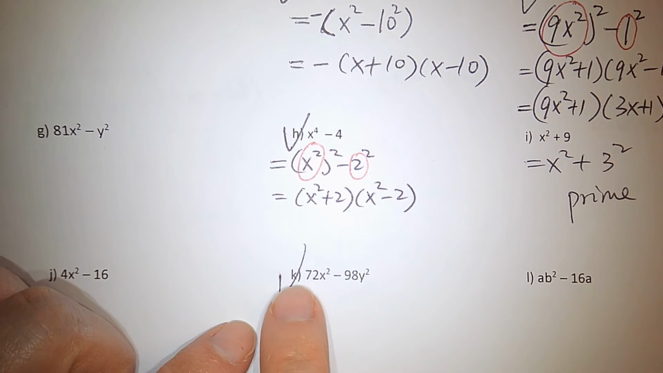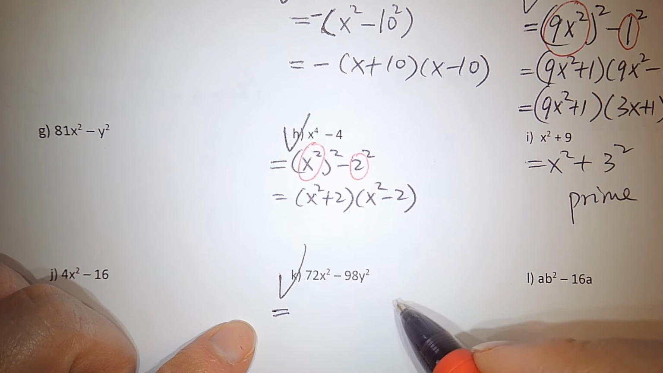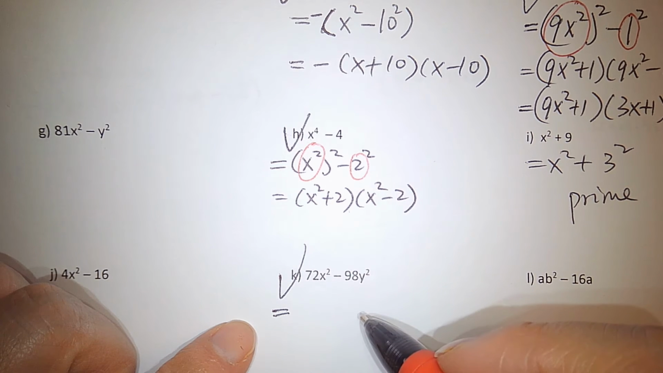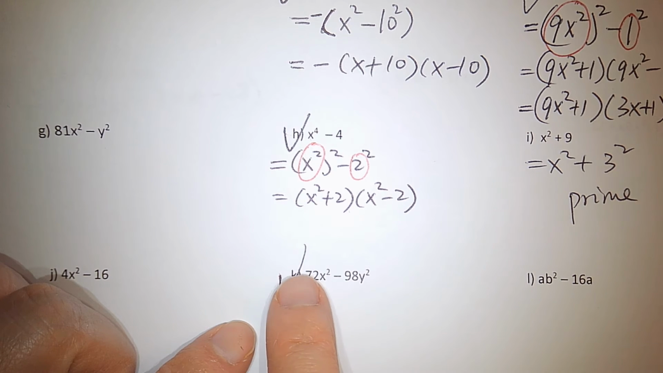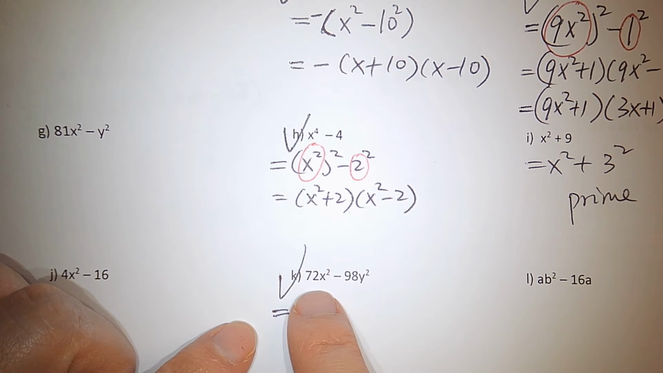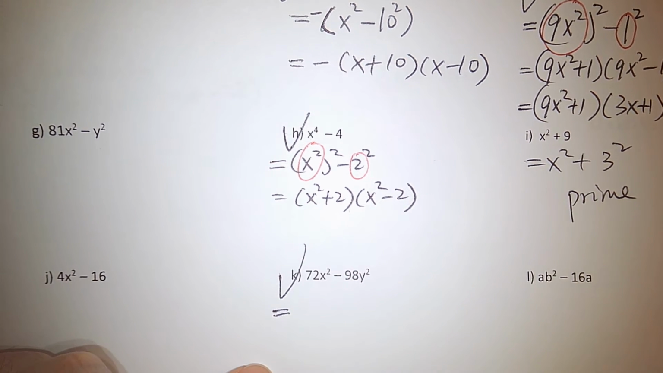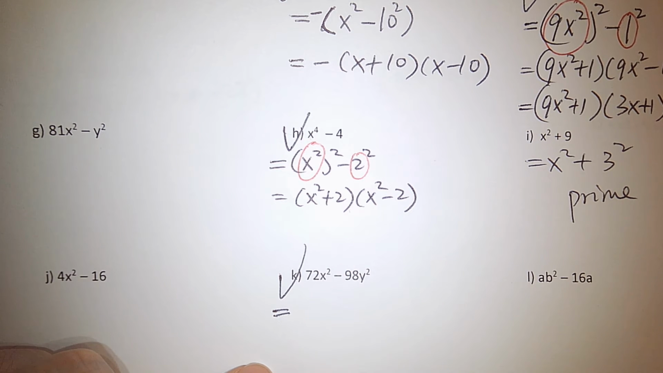Jose just did this one. 72 times x squared minus 98 times y squared. How to factor this binomial? Is 72 a perfect square of a number? Is 98 a square of a number? No. Any GCF of 72 and 98, any greatest common factor?